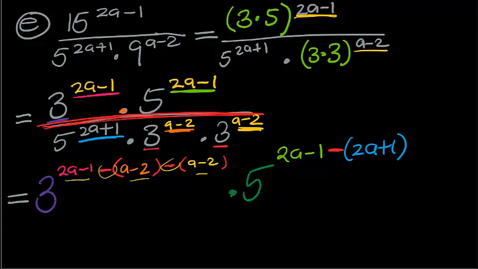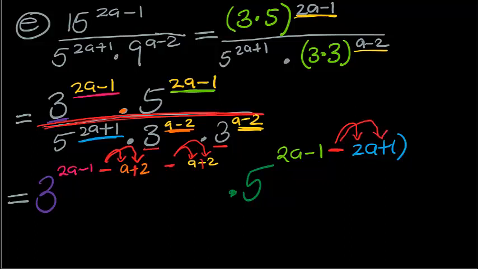So the next step is to get rid of the brackets in the exponents by multiplying in. So minus times positive a becomes minus a. Minus times minus 2 becomes plus 2. There, my brackets are gone. Next, minus times a means minus a. Minus times minus 2 means plus a, plus 2. So there, my brackets are gone. This next one, I'm going to say minus times 2a means minus 2a, and minus times 1 means minus 1. All my brackets are gone.